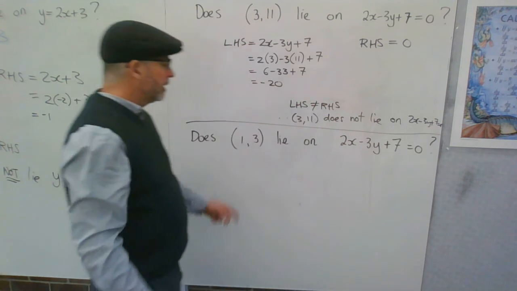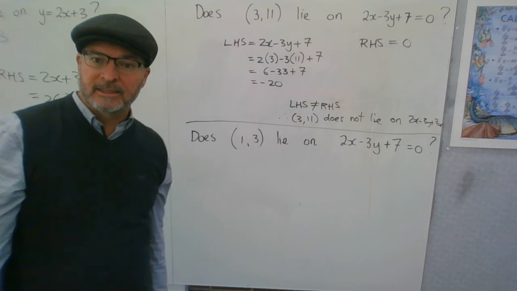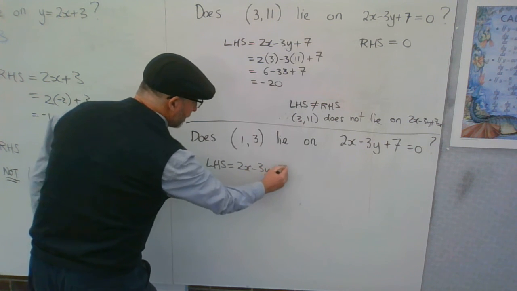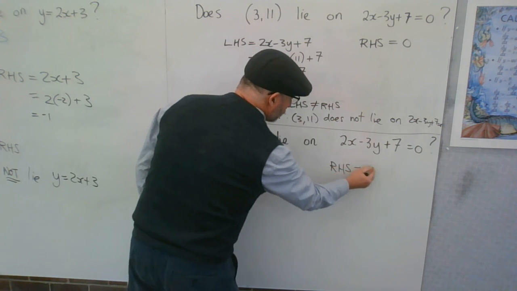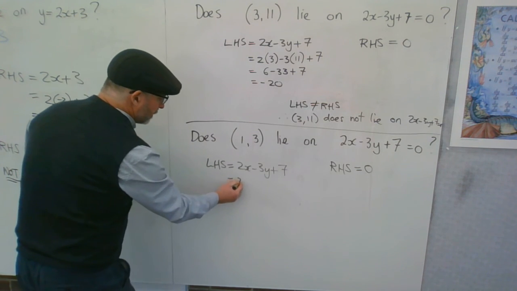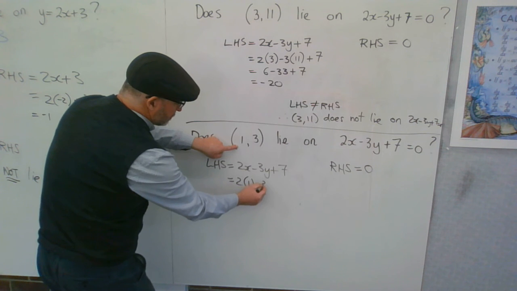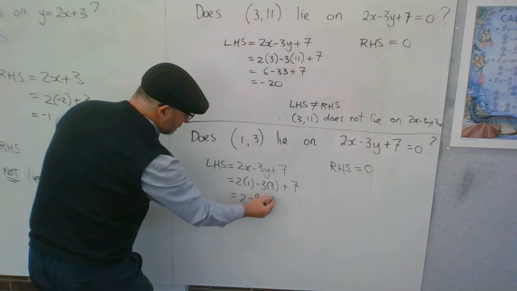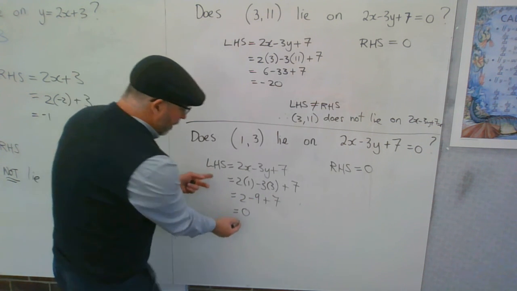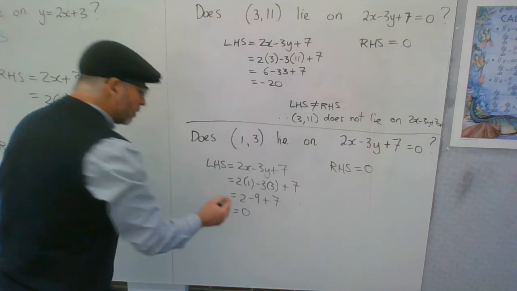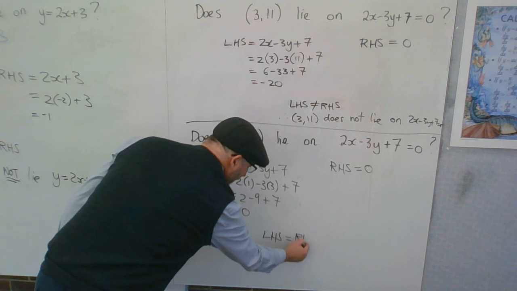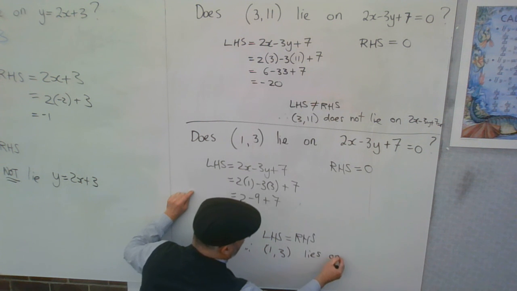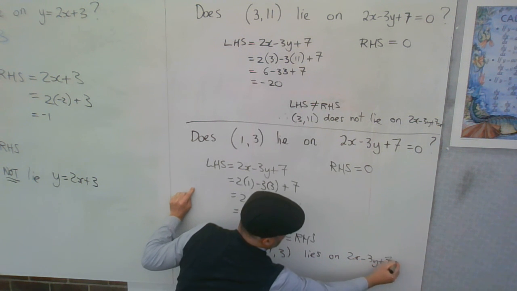And last question, does (1, 3) lie on 2x minus 3y plus 7 equals 0? Left-hand side is 2x minus 3y plus 7. Right-hand side equals 0. The left-hand side is 2 times, now x is 1, minus 3 times y is 3, plus 7. So 2 minus 9 plus 7, it equals 0. 0, 0, yes, they're equal. The left-hand side equals the right-hand side. Therefore, the point (1, 3) lies on the line 2x minus 3y plus 7 equals 0.